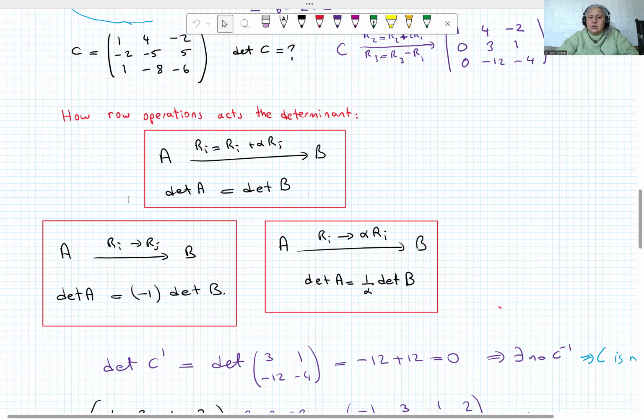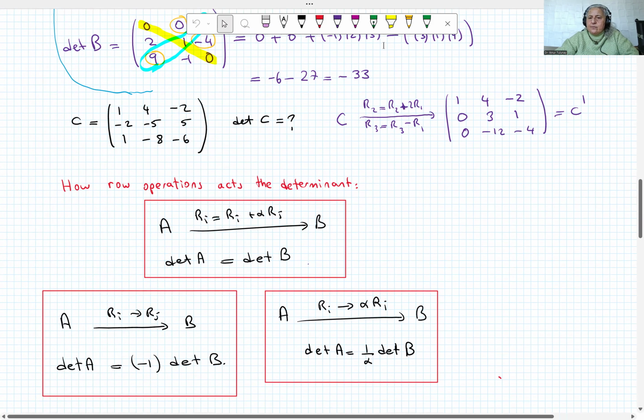So these are the two tools for us, and we can use those tools to simplify our matrix by using row operations, and then calculate the determinant. Of course, we need to use the definition of the determinant formula in order to be able to calculate it.